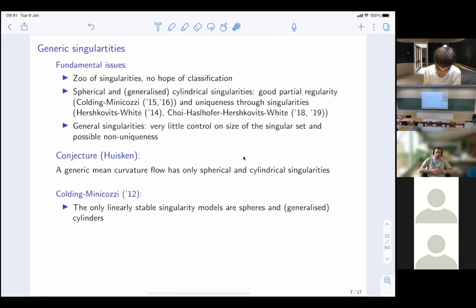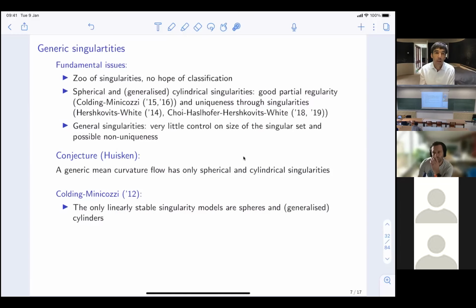They showed that you can get a good setup for what it means to be linearly stable for a singularity. So they showed that the only linearly stable singularity models are spheres and generalized cylinders. On the linearized level, spheres and cylinders should be the only generic ones. So they proved on the linearized level, these are the only generic ones. All the other ones are unstable.